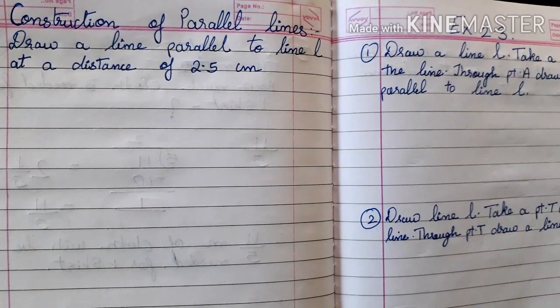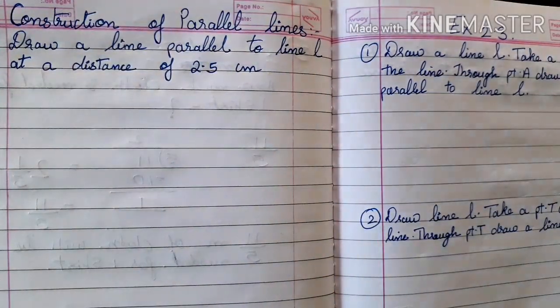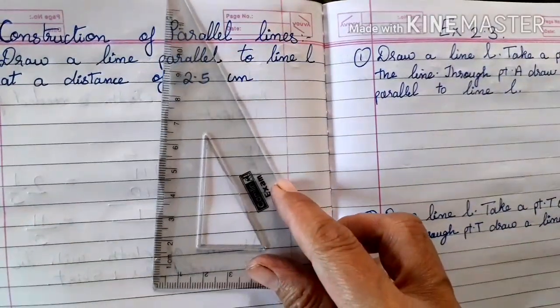Okay. So today we are going to do exercise 2.3, which is construction of parallel lines. Okay. So how to draw parallel lines using a set square? Now what does a set square mean? This is a set square.